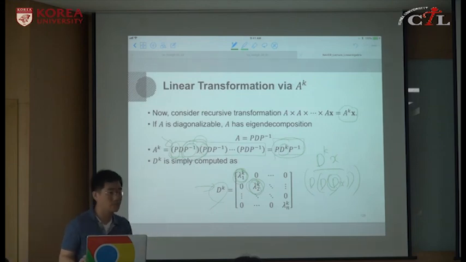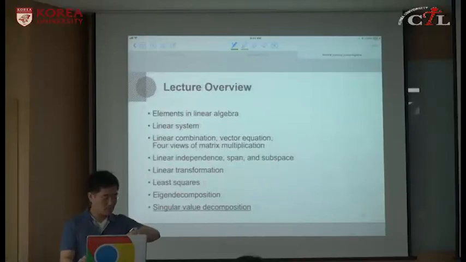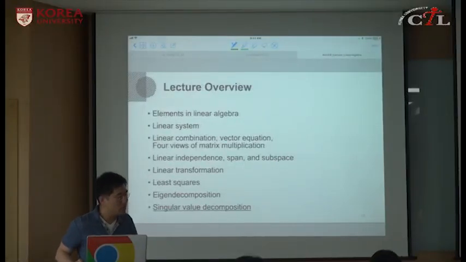Okay, so hopefully this is an interesting perspective on utilizing this eigen decomposition in an efficient manner for multiplication with the matrix A over and over. Okay, so that's it for this eigenvector and eigenvalue topic.